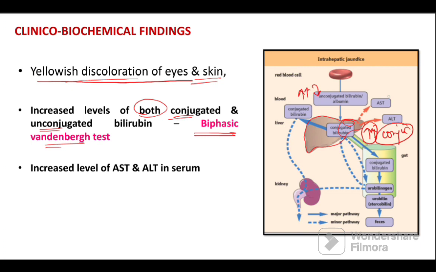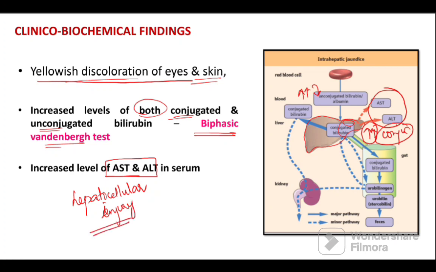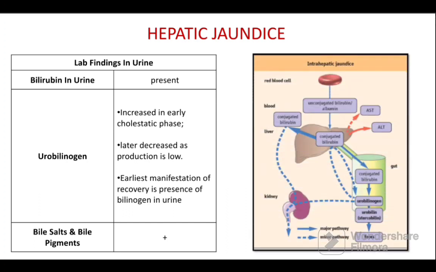And coming to the liver enzymes, especially AST and ALT are elevated. AST and ALT are the marker enzymes for hepatocellular injury. So AST and ALT will be elevated. And in hepatic jaundice, we can see bilirubin in urine. The bilirubin in urine is present.